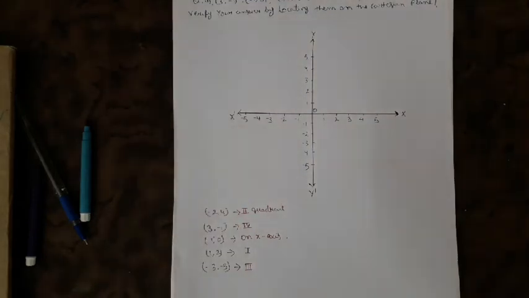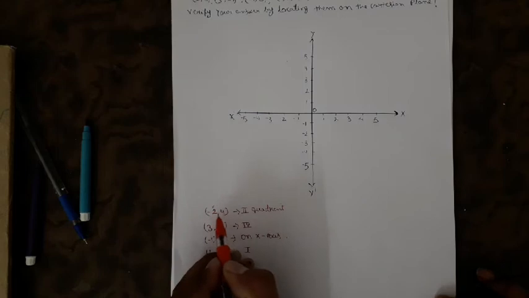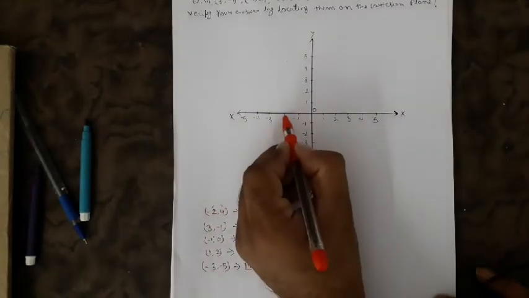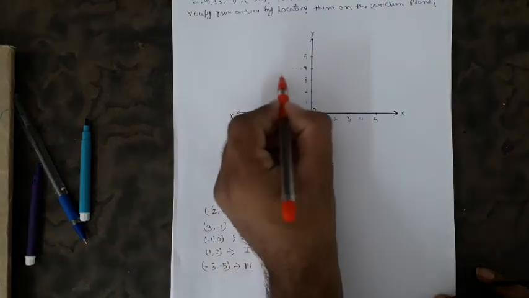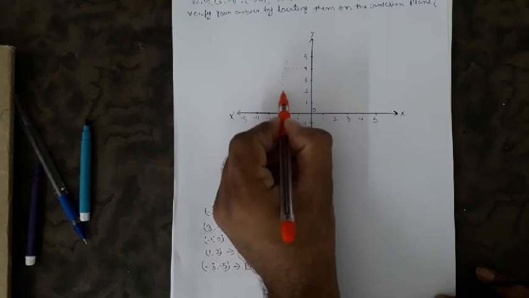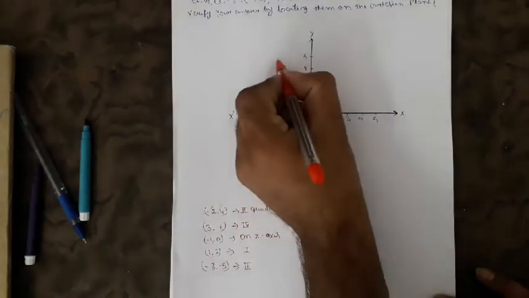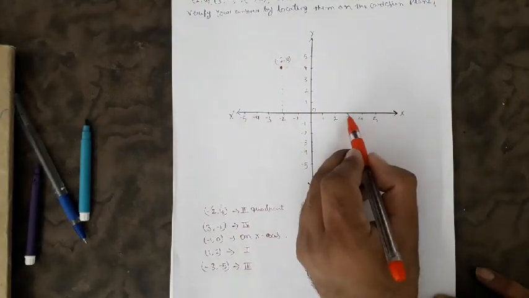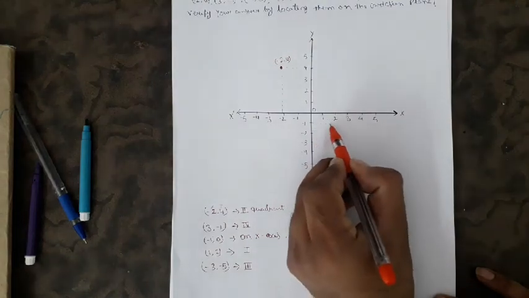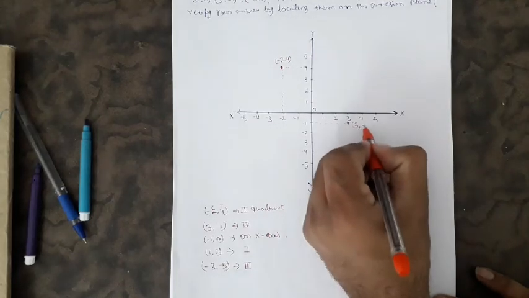Now we are verifying it by plotting them or locating them on the Cartesian plane. The first point we have is -2 and 4. We'll see this would be the x and this would be the y. So -2 on the x-axis here and +4 would be here. Here I'm making a dotted line, so it would be easy for you to understand. Okay, so this is -2 and 4. The second point we have is 3 and -1. Positive value of x and negative value of y, so that would lie here. Here would be 3 and -1.